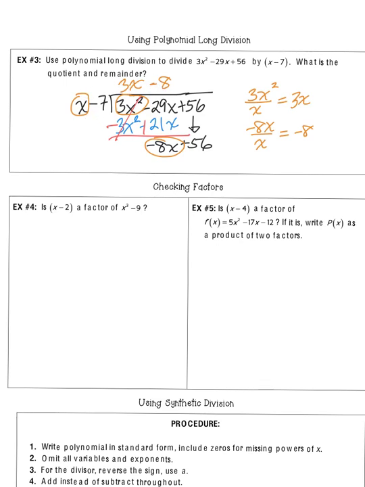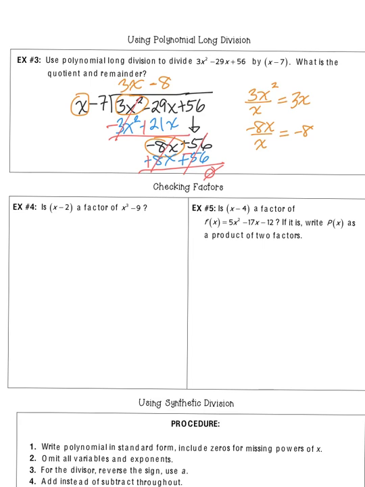Negative 8 is going to multiply to everything out here. So negative 8 times x, negative 8x, negative 8 times negative 7, positive 56. Less in your head, more on paper, kill a tree. So don't forget, draw your line, change all your signs. In this case, both terms cancel out, and you are left with a remainder of 0.